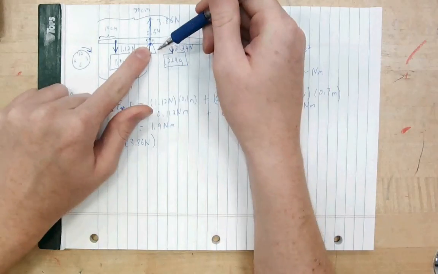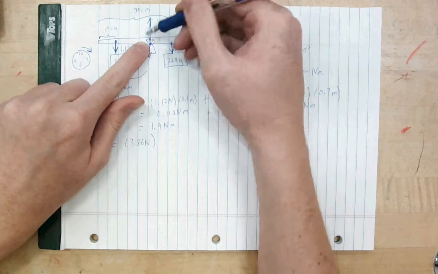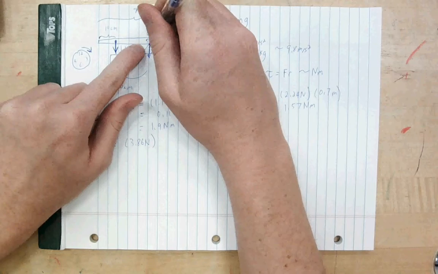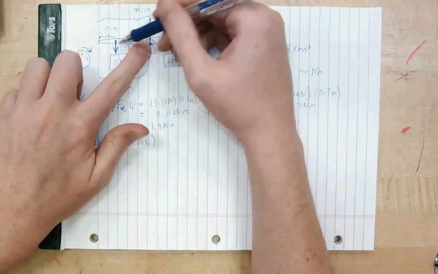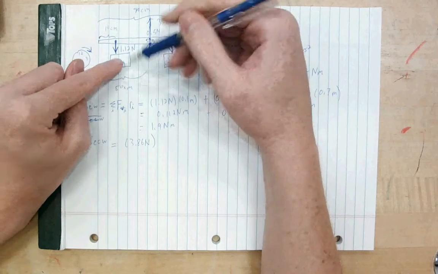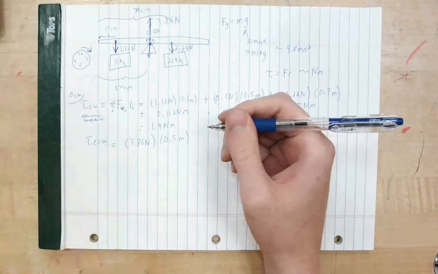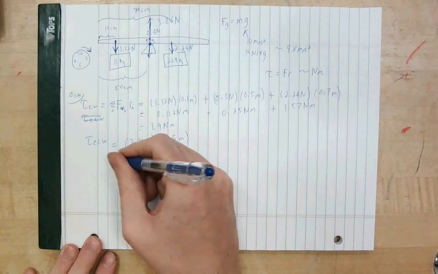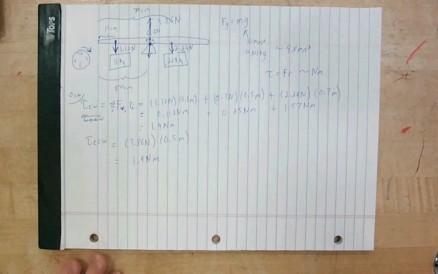Actually, that's a bad thought here. It's not gravity that's pushing this thing up, it's the pivot point, isn't it? So the normal force from the pivot point is applied right where the pivot point is, and that is at the center of this bar. So I have my radius of 50 centimeters, which would be 0.5 meters. And if I multiply that out, I once again get about 1.9 Newton meters.